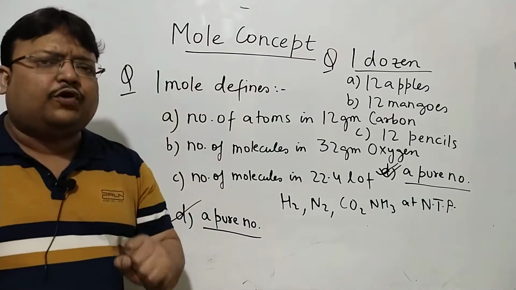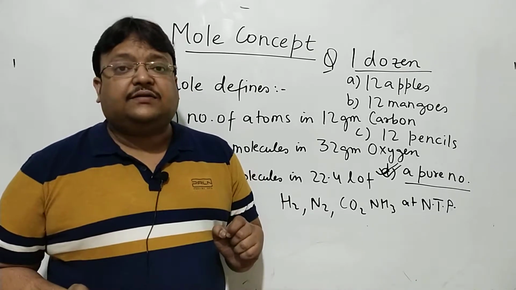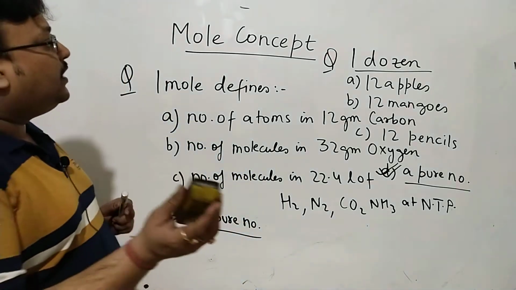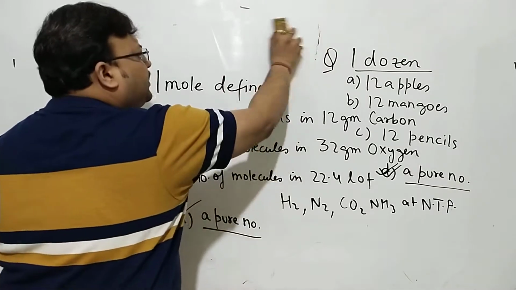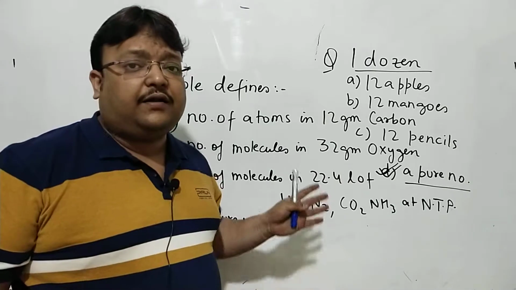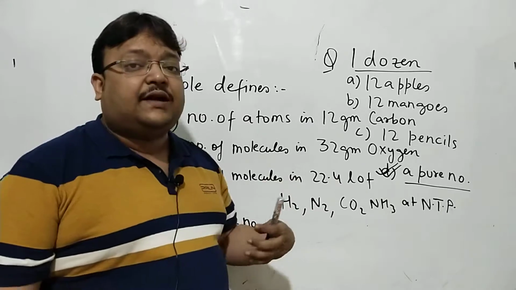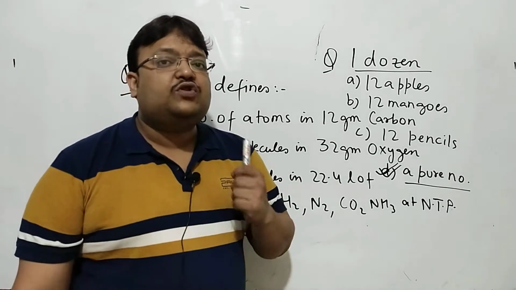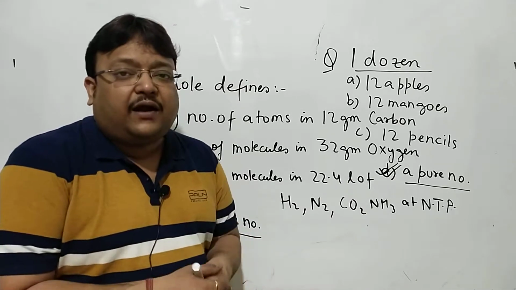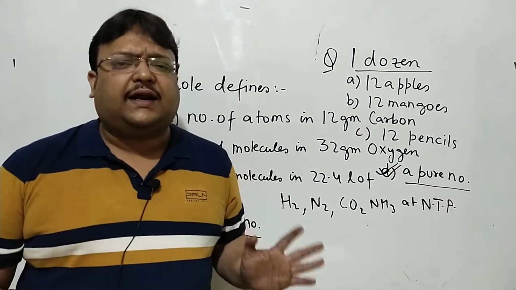Now, first and foremost, mole is a collection of particles, and this is also a number which is popularly called the Avogadro number. When I say a dozen means a pure number, it doesn't mean that A, B, C are wrong. You know, 12 apples, 12 mangoes, 12 pencils are not incorrect options. But the most correct option is option D, because eventually a dozen is a collection of 12 particles.